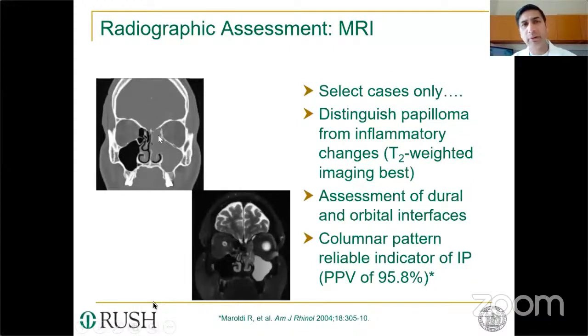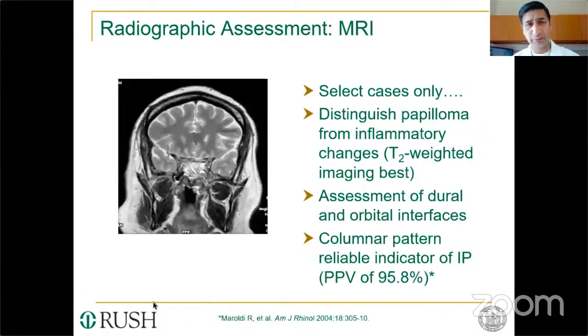MRI can be helpful in these cases. As you see here, in a case like this, again, previous surgical manipulation, ethmoid cavities opacified, maxillaries opacified, T2 weighted images can be very helpful, because what you see here on T2 is that the maxillary is just all inflammatory post-obstructive secretions, while the tumor is actually within the ethmoid cavity. Certainly for assessment of the dural and orbital interfaces, I think it can be very helpful.